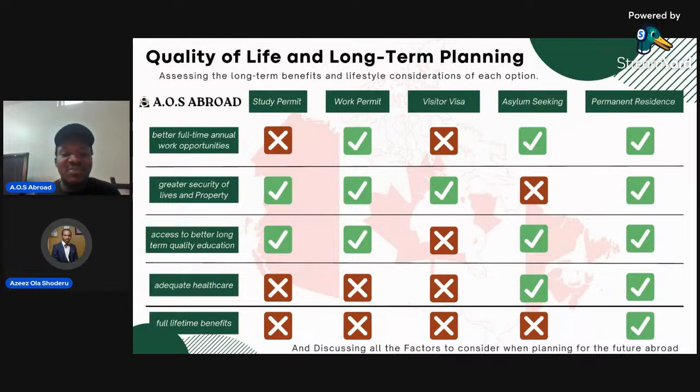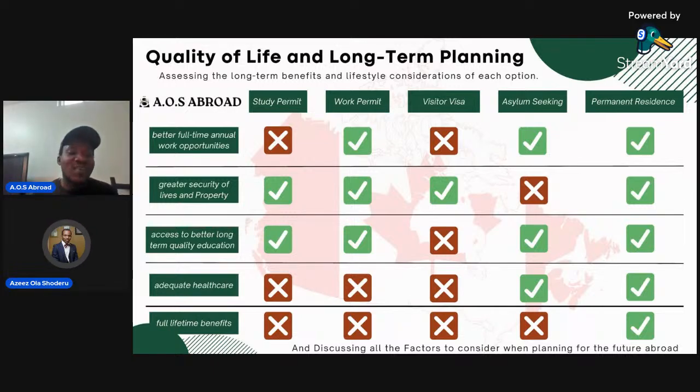Full lifetime benefit, you may not have it because the benefit you have as a temporary foreign worker, your children may not have it when they land, or your spouse may not have it when they land. So you may not have that full lifetime benefit as a temporary worker. Now, as a visitor visa holder, you definitely will not be allowed to work legally under the visitor visa, but you will have greater security of lives and properties whilst you are touring Canada.